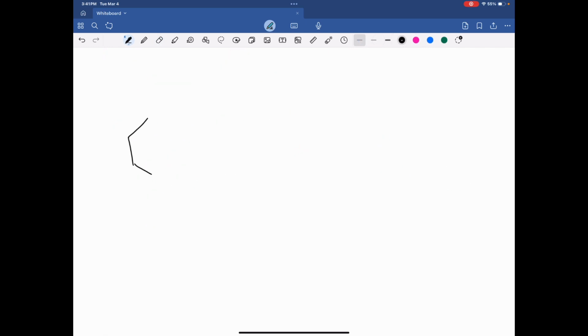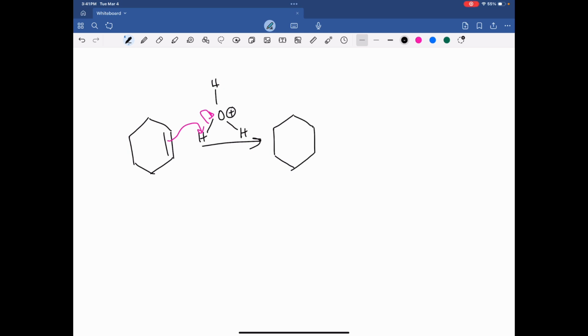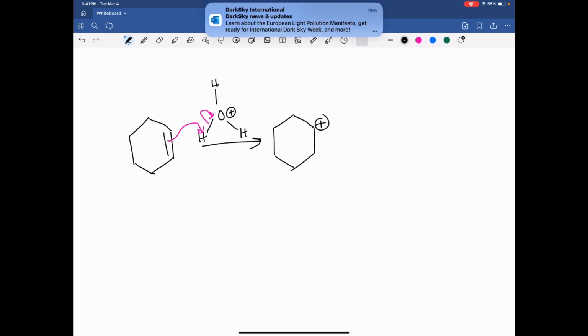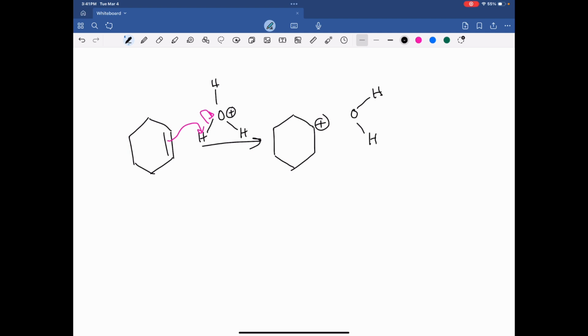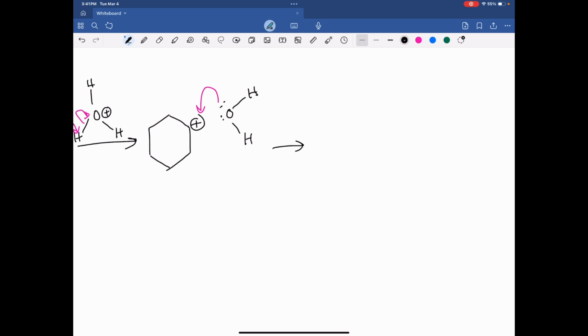Okay, let's do hydration with a ring. So I'm just going to draw in H3O+. My alkene is going to grab a hydrogen. Then the electrons from this bond are going to go to the oxygen. In this case, it doesn't matter which side the hydrogen goes to and which side my carbocation is on, because it is symmetrical.